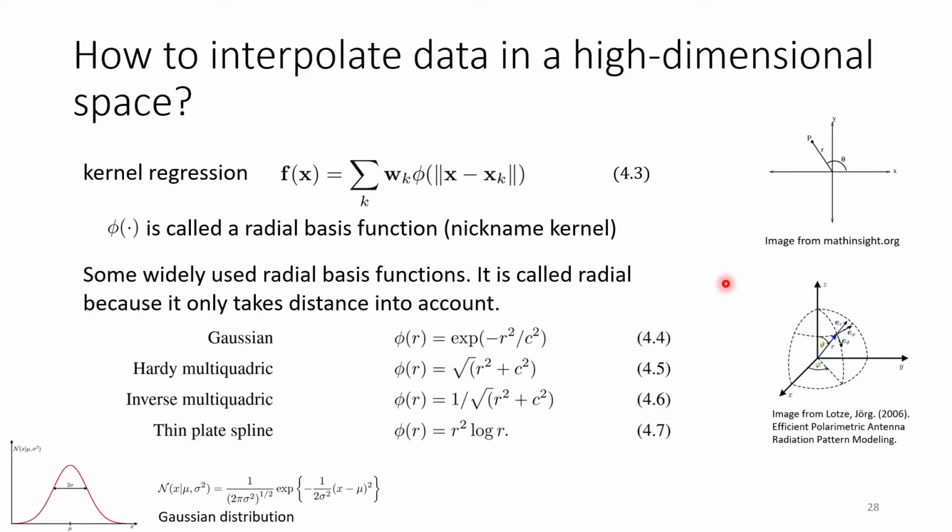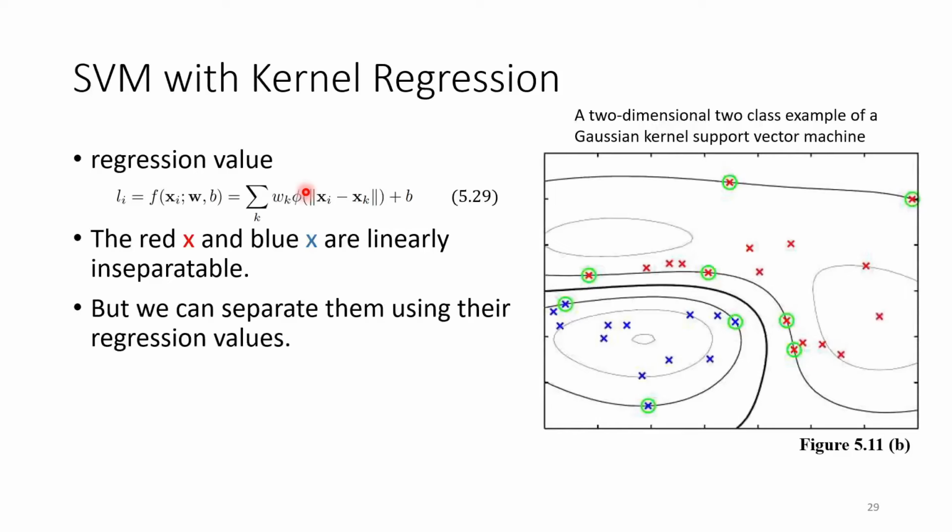In our previous week, we talked about how to interpolate the data in a high-dimensional space. And there is a method called kernel regression. The SK means those given data, and we use some kernels or the radial basis function, and we can create the scatter interpolate function, the f(x), and the f(x) here can be used for the support vector machine.